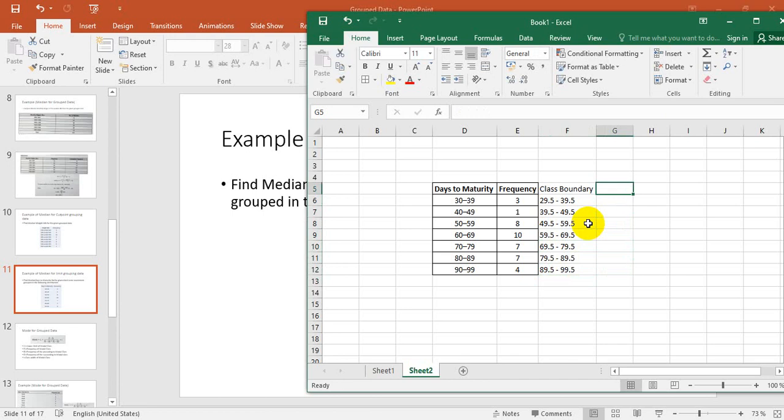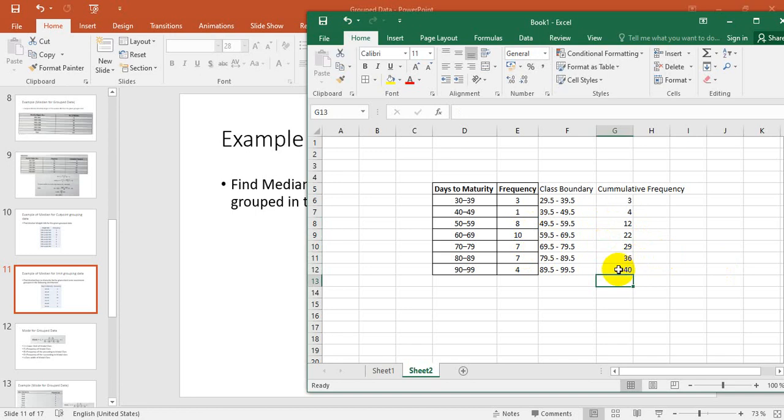Then the next task is to find out the cumulative frequency. Cumulative frequency क्या है कि फर्स्ट cumulative frequency सेम एज इट इज़ हम लिख देंगे. जैसे फ्रीक्वेंसी 3 है तो फर्स्ट भी cumulative frequency 3 होगा. नेक्स्ट में क्या होगा, हमें ऐड करना है 3 + 1 = 4, देन 4 + 8 = 12, देन 12 plus 10 becomes 22, 22 plus 7 is 29, 29 plus 7 is 36, 36 plus 4 is 40.